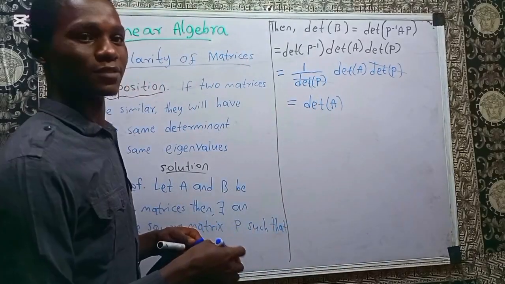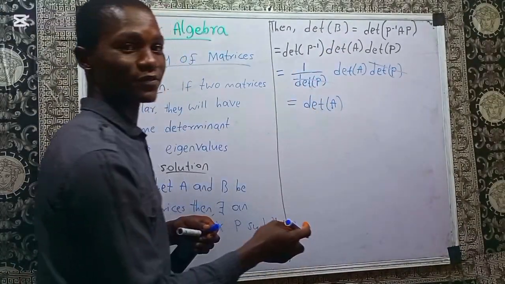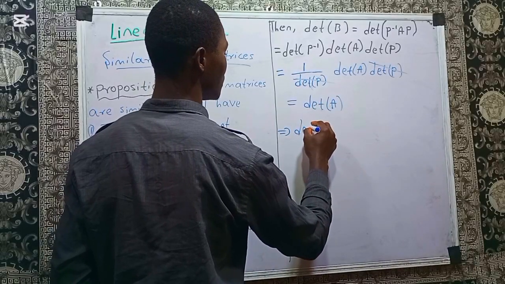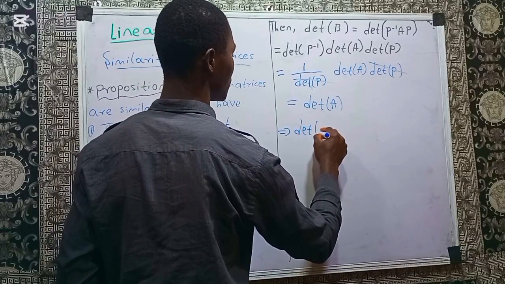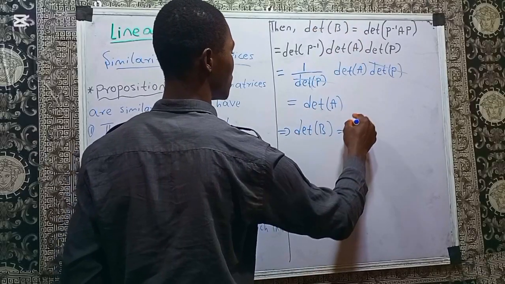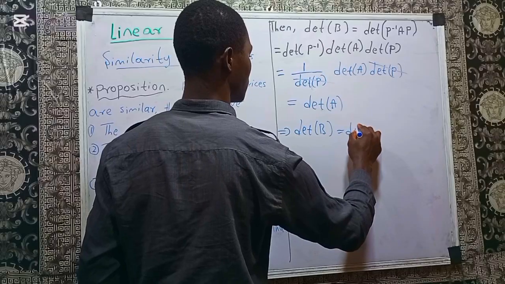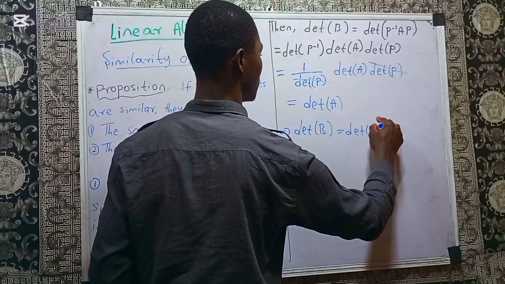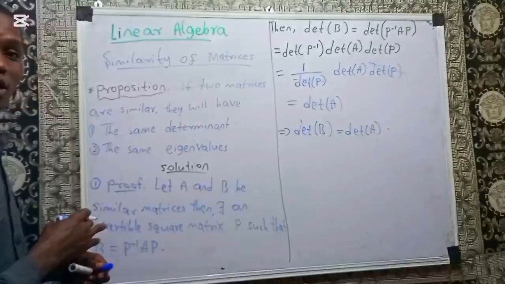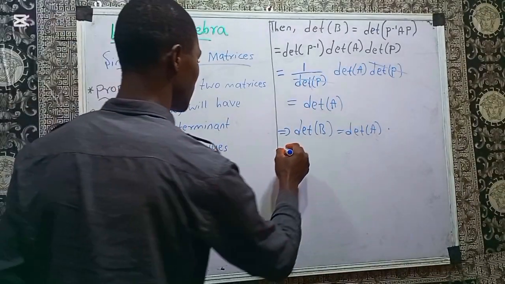So where did we start? We started from determinant of B, and we're ending with determinant of A. So this simply implies that determinant of B, we have it here, is equal to what? Determinant of A. So with this we have proven the first proposition, the first one. So let's look at the second one.